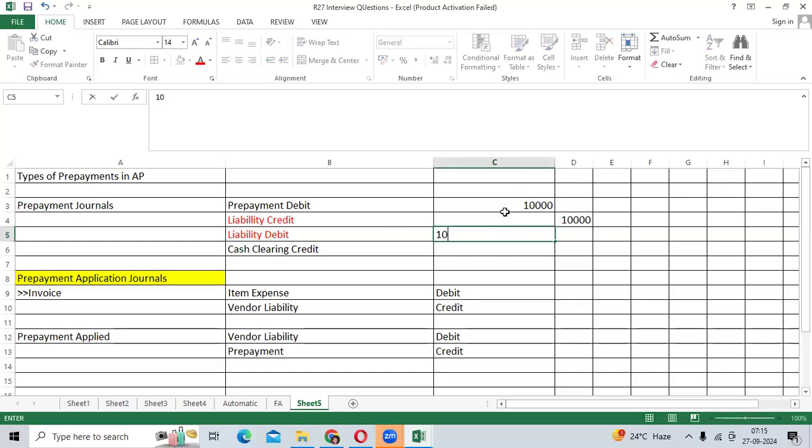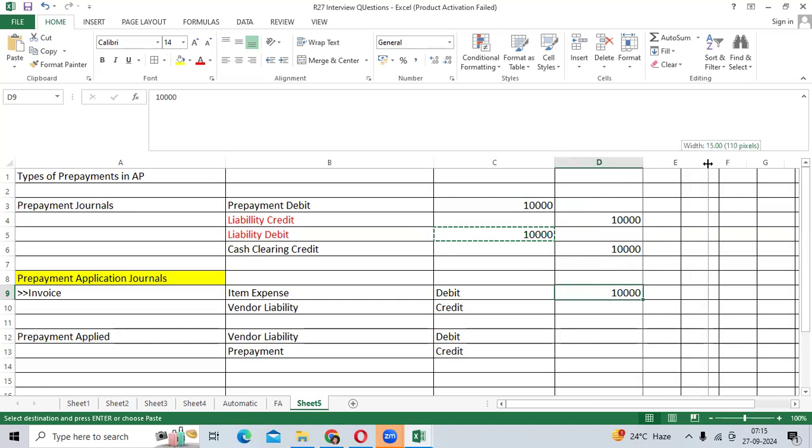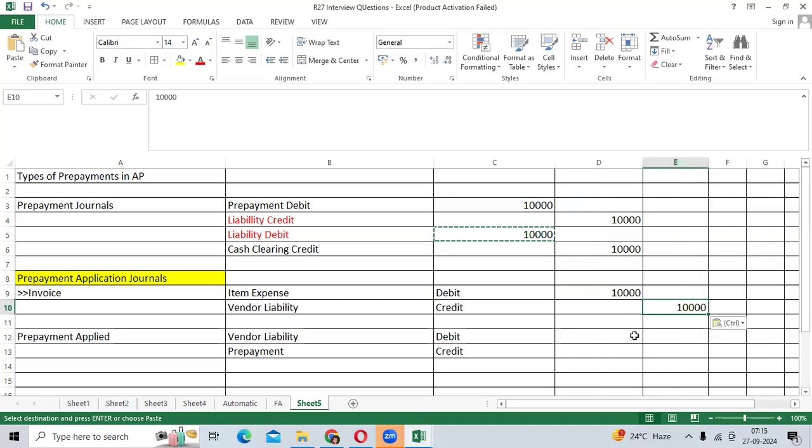When you do liability, 10,000, right? Then we got the invoice, like 10,000 standard invoice. We done the prepayment application entry. Okay, I hope everyone understands. This is a very, very basic example as an AP consultant.